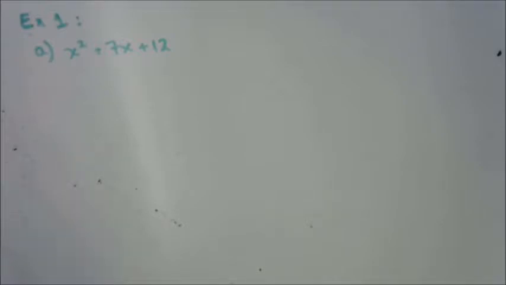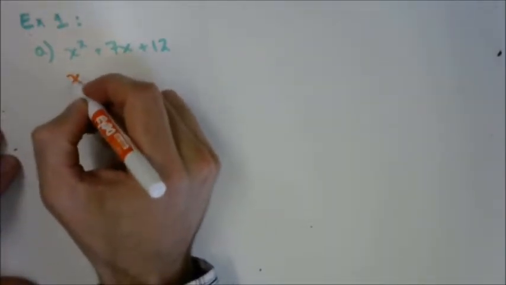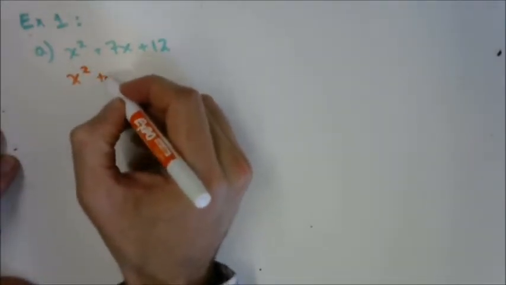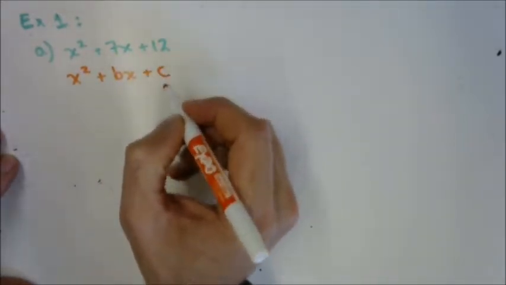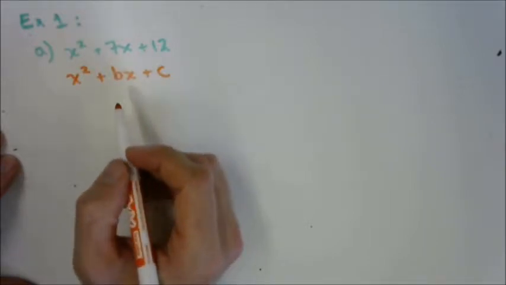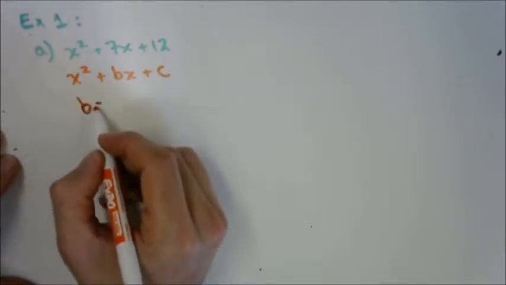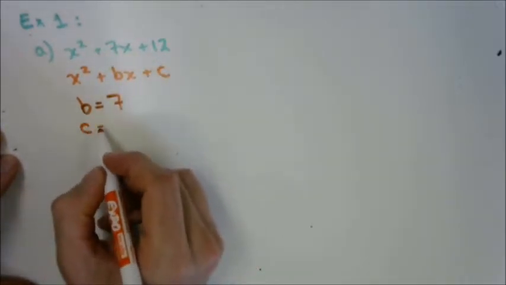Now, from the notes that we just took, we know that we should compare this to the form that we're working on. So if I compared this to our basic form, where we have x squared plus bx plus c, then what is the value of b? b equals 7. What is the value of c? c equals 12.